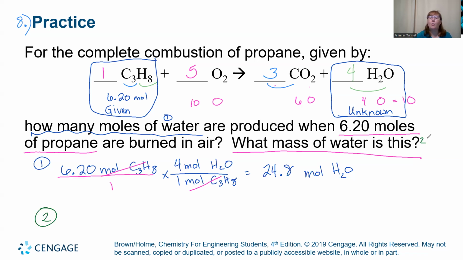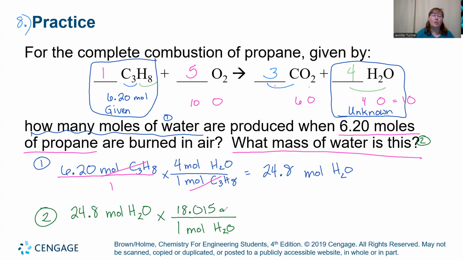And part 2 asks for what mass of water is this? Okay, so hopefully you remember this from chapter 3, but we'll set up that 24.8 moles of water. And you're going to find how many grams this is by using your molar mass. So we put our 1 mole of water on the bottom so that those will cancel. And the molar mass of water, you could grab your periodic table and calculate that if you want the practice, is 18.015 grams of H2O.